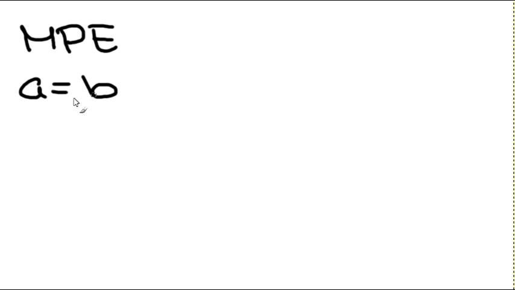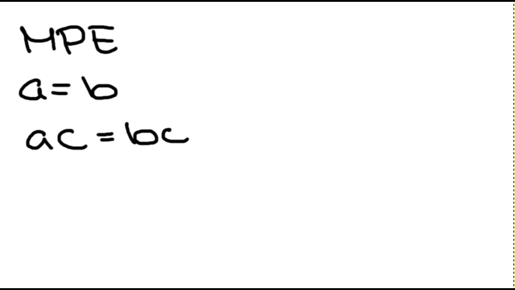Then the next one is very similar. It's called MPE, or the multiplication property of equality, and it's practically the same as the addition property of equality, except with multiplication. It states that if you multiply two equal expressions by the same quantity, the two expressions are still equal. So if you have two expressions A and B again, then if you multiply by a quantity C, they will still be equal, like so.